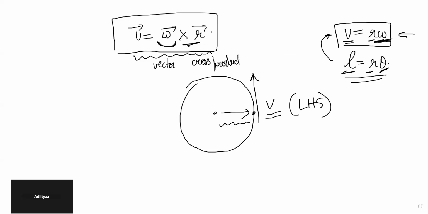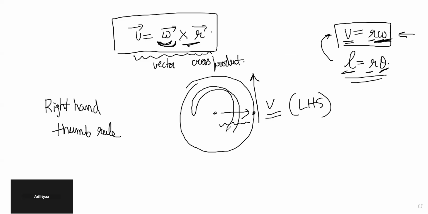If that is the case, then the direction of omega has to be fixed to be perpendicular to the plane by the right hand thumb rule. Think about it. Yes, I got it. So if your fingers are curling like this, then the thumb is pointing in the direction of omega.